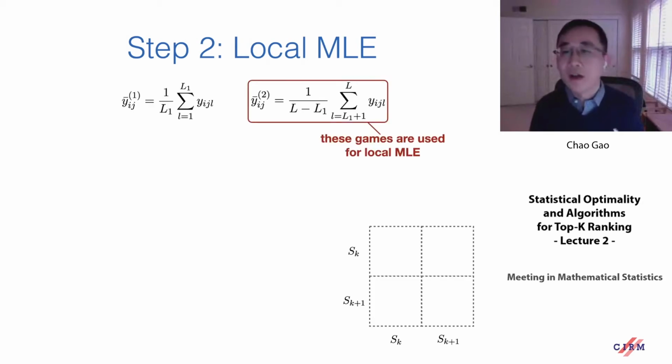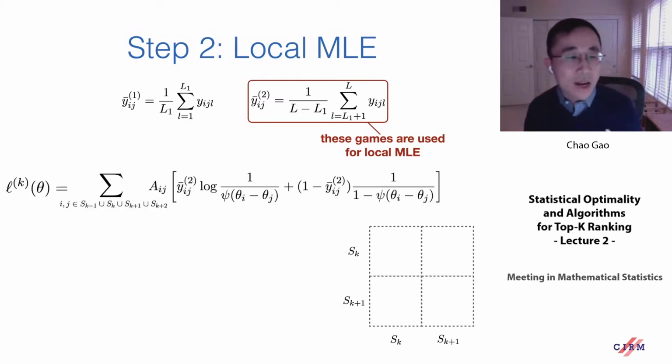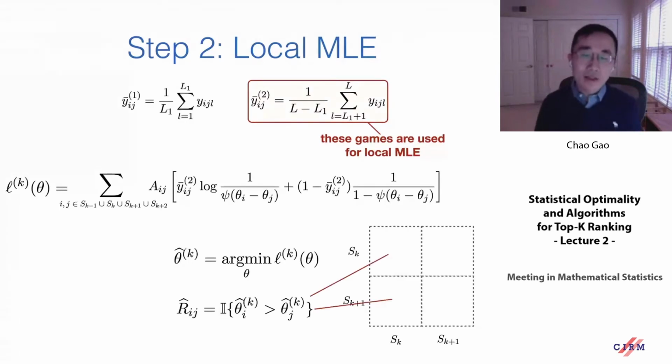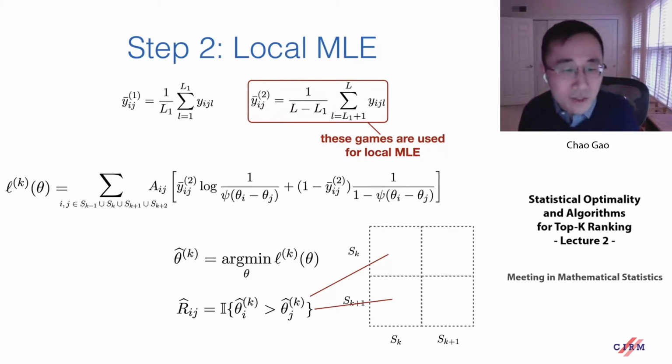Remember, we have sample splitting. We are going to use the second batch for the computation of the local maximum likelihood estimator. And we just write down the negative log likelihood function using all the players that are related to the block that we need to analyze. This is our objective function of MLE, and the minimizer is the maximum likelihood estimator. Then the relation estimator, Rij hat, is the indicator of theta i hat greater than theta j hat. It's a very straightforward idea. Now, I want to emphasize that the only thing that is not obvious here is the choice of the range of the summation.